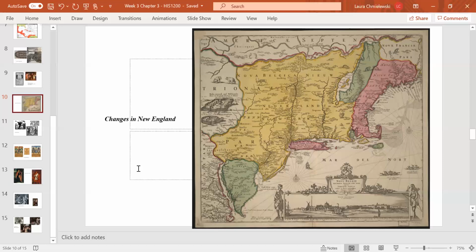And this basically puts New England into a bit of a tailspin. They wonder, well, what are we? What is the role of our faith anymore? Can we demand that our faith has certain privileges?